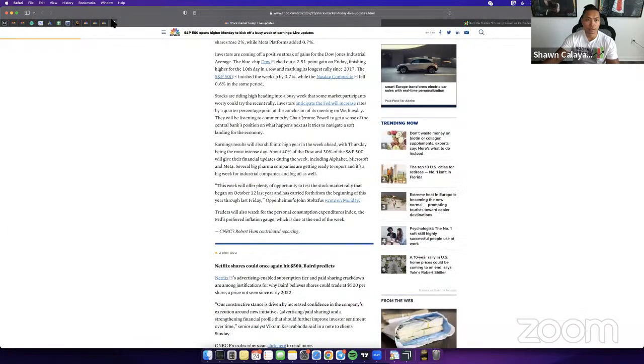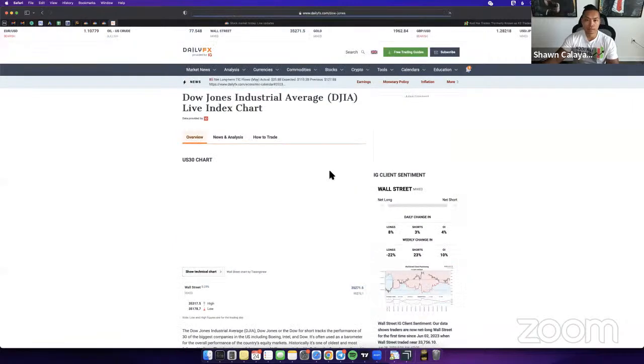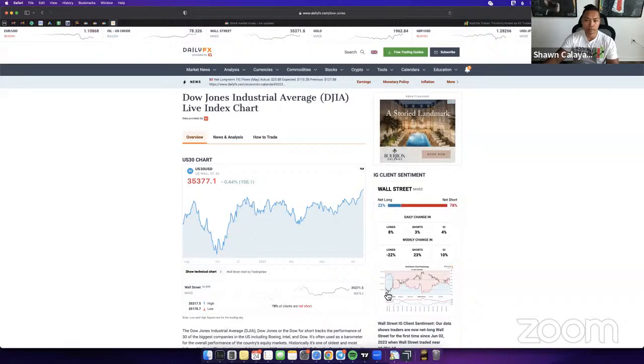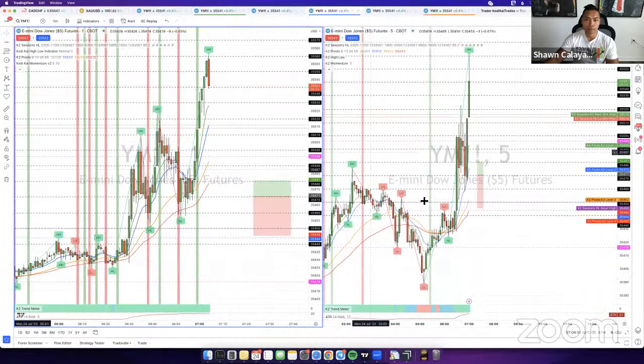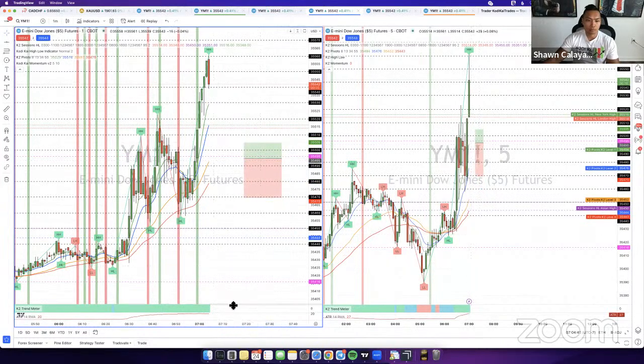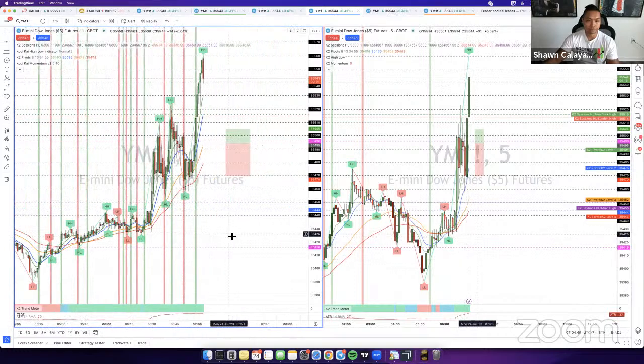Let's take a look at retail sentiment. Retail sentiment is still at 78% short. So I do think price will continue pushing up higher. It's just going to be a matter of time until it actually plays through. So we just got to wait, guys. There's no need to force anything right now. It's still early. It's 7:04 right now. So we have a lot of time.